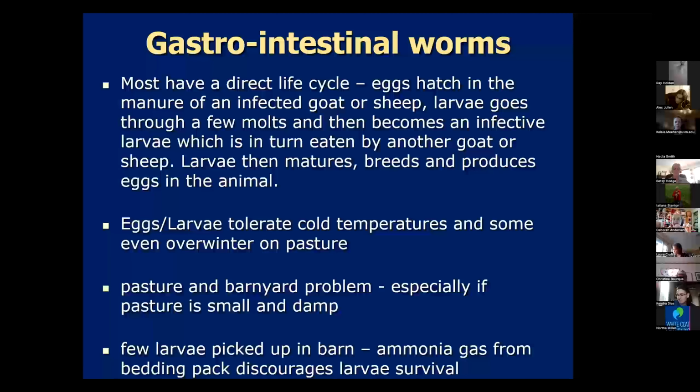And they can tolerate cold temperatures, and some of them even overwinter on pasture in some places. It tends to be a pasture or barnyard problem, especially if your pasture is small and they're re-grazing over areas they've been. If there's moisture there, that seems to really keep it going. There's not too many picked up in the barn. Your animals aren't necessarily eating off the ground there. Hopefully they're eating out of a feeder. And the ammonia gas from the bedded pack helps discourage their survival.